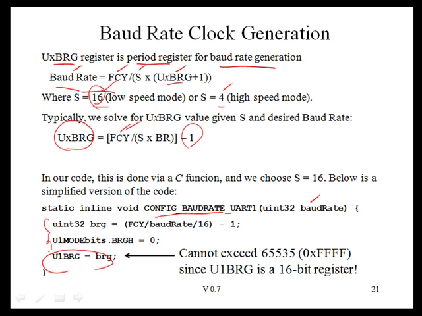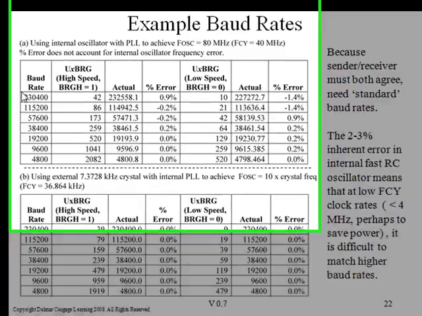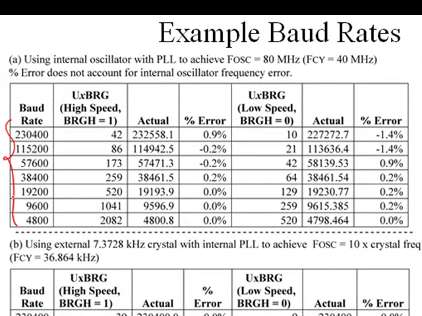This is a simplified version of the function. The actual function in the library does error detection to see if this value right here is greater than 65,535, which would indicate that your baud rate is out of range for the other given parameters. This table shows some standard baud rates and the BRG values necessary to achieve those baud rates for our standard clock frequency of 80 megahertz.